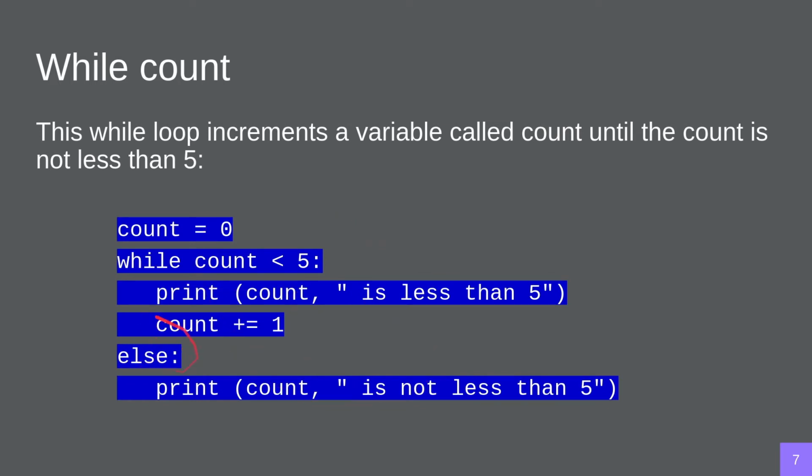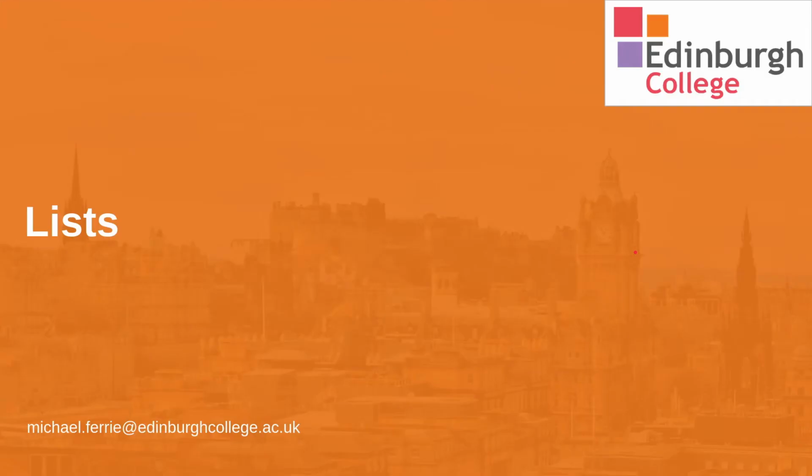Notice we can put an else in a while loop as well. It's similar in some way, related to the if statement. It has a conditional in it. So that's the first part, two different examples of loops.